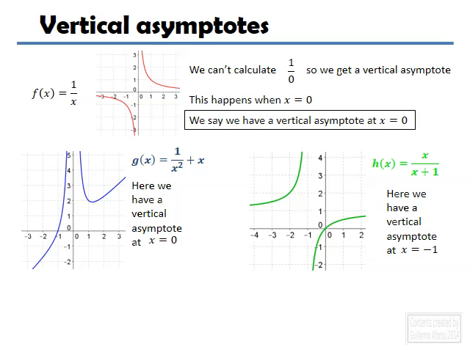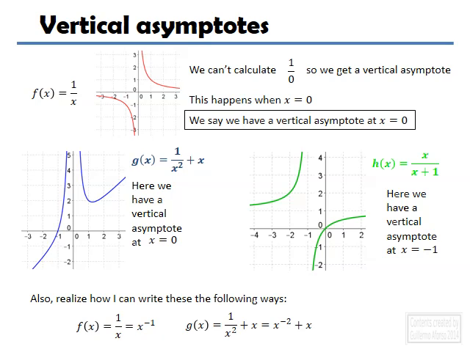One small thing I have to add about the rational functions. If I have f of x equals 1 over x, I can also write that as x to the power of minus 1. This is very important. This one here, I can also write as x to the power of minus 2 plus x.